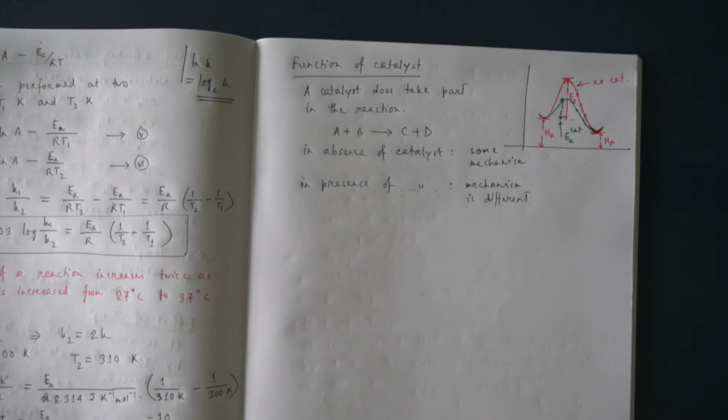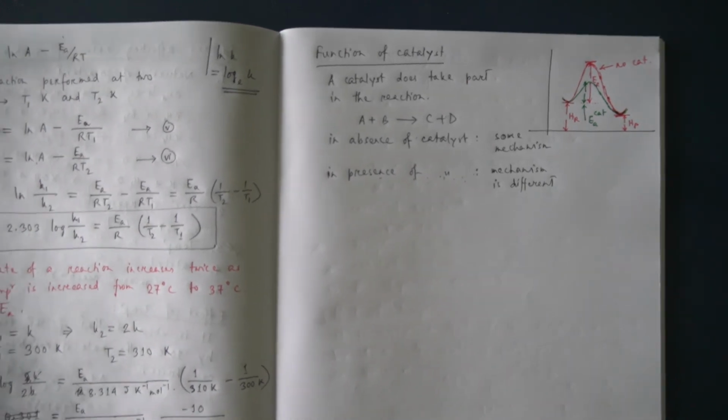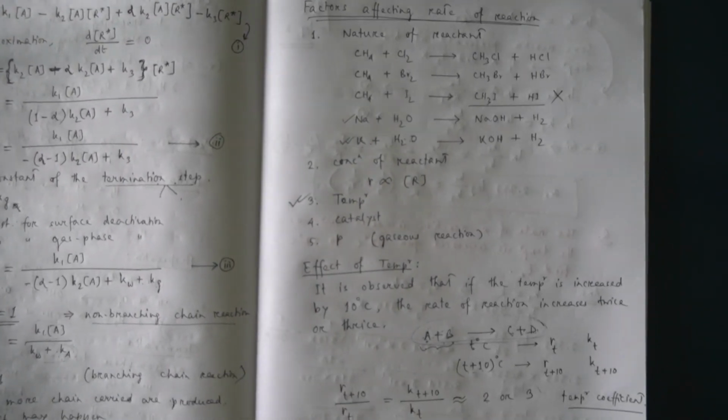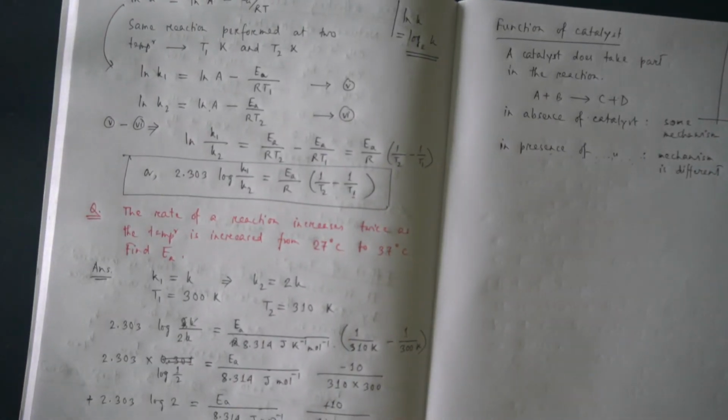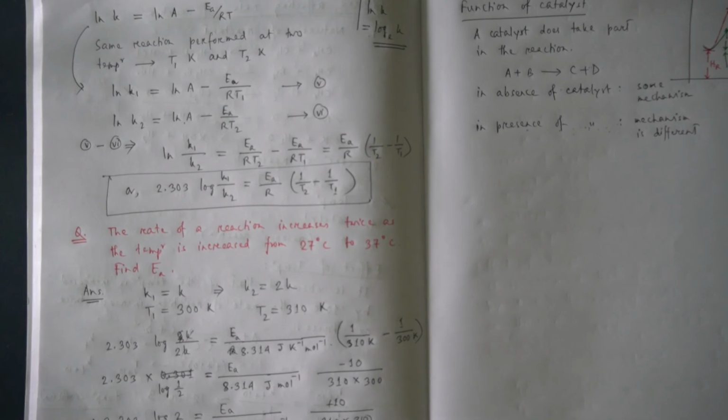Now regarding catalyst, you have another chapter in this syllabus. There we will discuss the function of catalyst in detail. So today, basically we have discussed chain reaction and factors affecting the rate of reaction, and we have also discussed the effect of temperature on rate of reaction. So let us stop here.